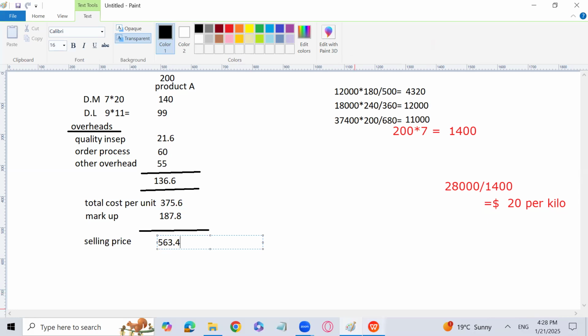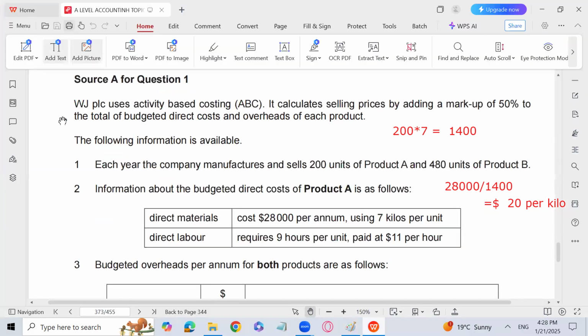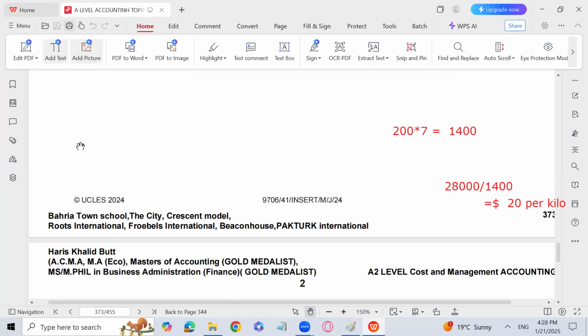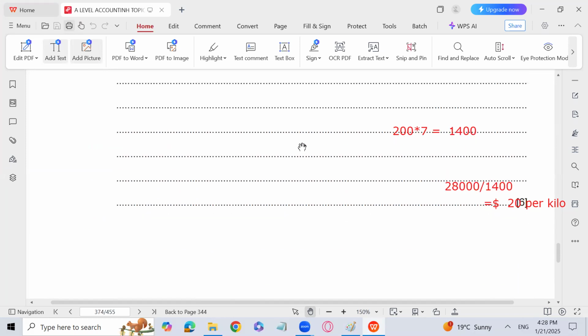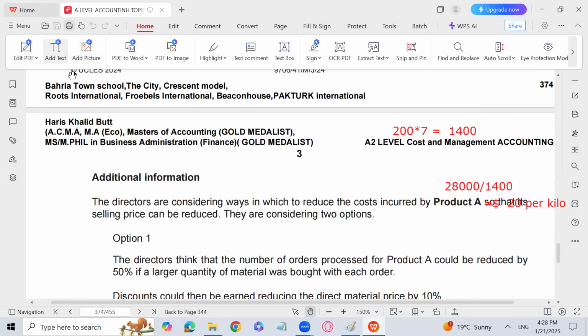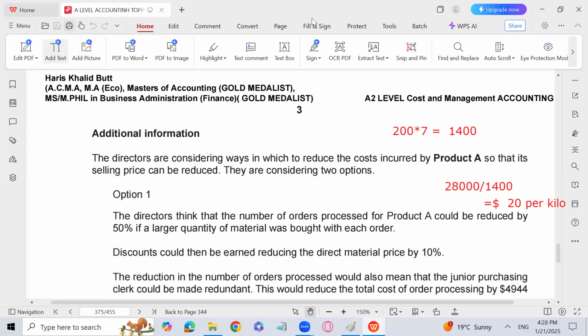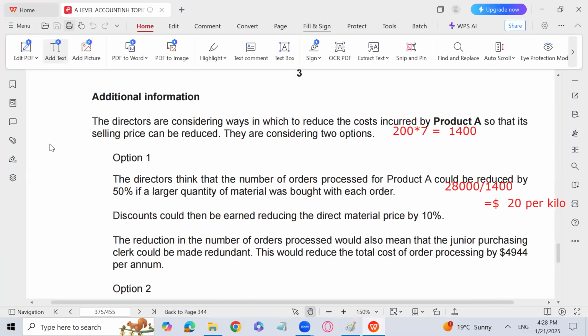Let's go further. What is the next part? It has been given in the question. That is May, June 24, 41 is the variant. Calculate the selling price of 1 unit of product A. We have calculated. 6 marks are there. In the additional information, he has given you to calculate the same thing with some changes, and there are two changes, option 1 and option 2. So directors are considering ways in which to reduce the cost incurred by product A so that its selling price can be reduced.